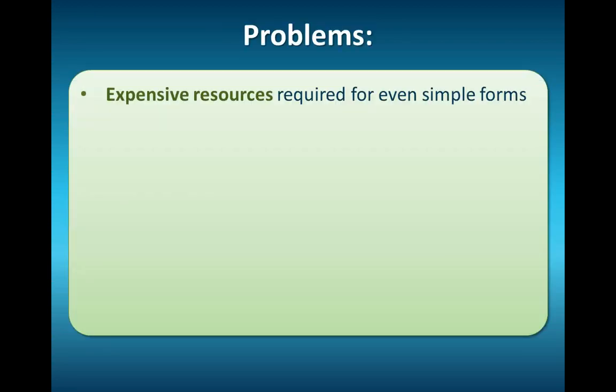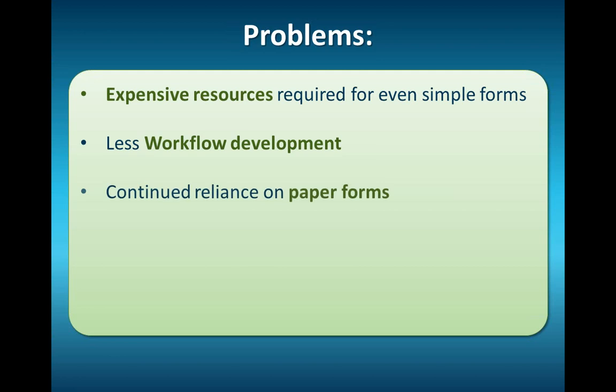So sort of an overview of some of the problems is that if you have HTML e-forms, a lot of times you have expensive resources that are required even for those simple forms, which might lead to less workflow development. Or continued reliance on paper forms, which we all know happens. If you have a large organization, you're probably going to have some areas that aren't in OnBase. They haven't quite made all of their forms automated and their processes automated yet. And the more barriers that we obstruct for that, the more we're going to find these places that are still kind of hanging on to their old processes.